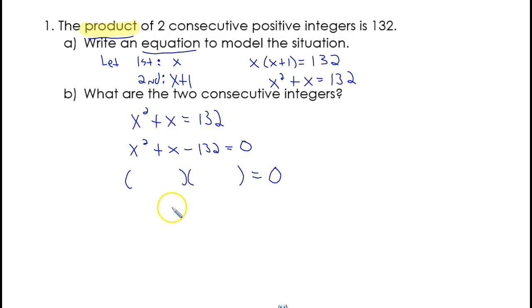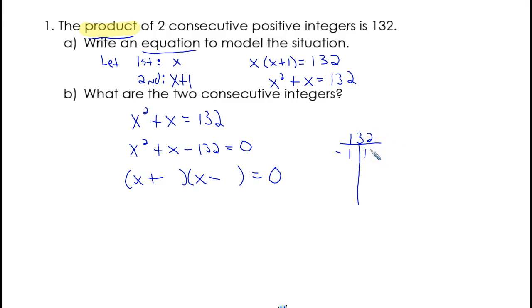Which means that I need to look at the signs because I know I'm going to start with x times x to get x squared. The last sign here is negative, which means my signs are opposites. So I've got to multiply a positive times a negative to get to 132. And now I'm going to look at factors of 132 and see which ones work. I know that the smaller one has to be negative because I'm going to add the inside and outside to get a positive.